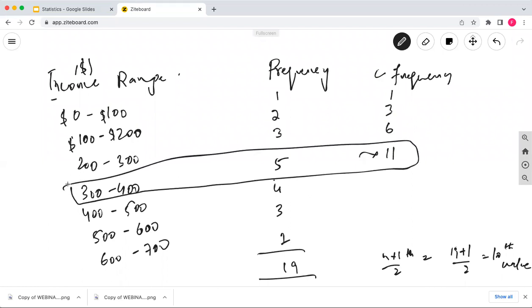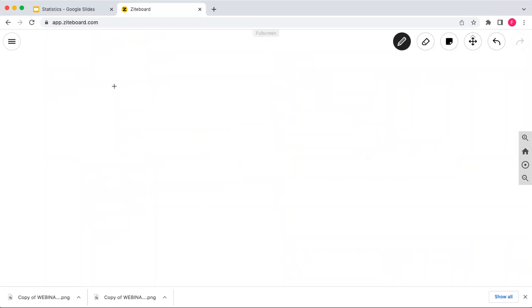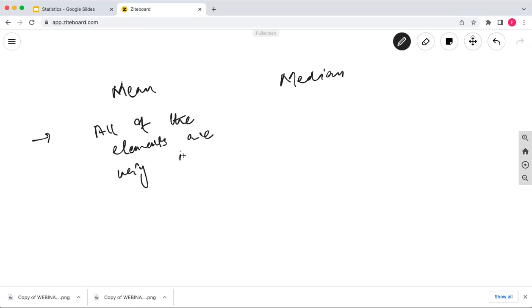So just takeaways, find the cumulative frequency, and in whichever range you are getting the median value, that will be the median range. Got the point? Let me give you an idea about mean and median, a thing which is usually tested. For mean, all of the values are very important, all of the elements, because you are taking the average, you are considering each and every value. But in median, usually only the middle value or middle two values matter. Not all of the values matter.